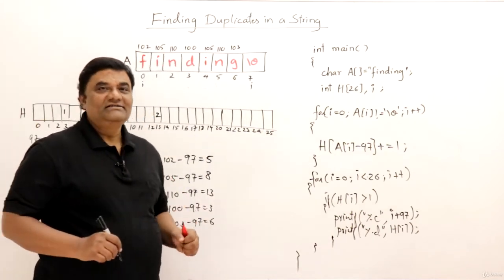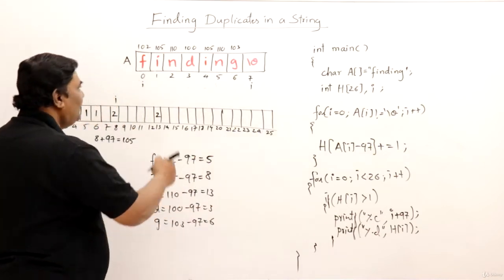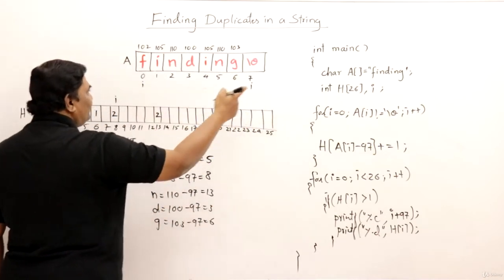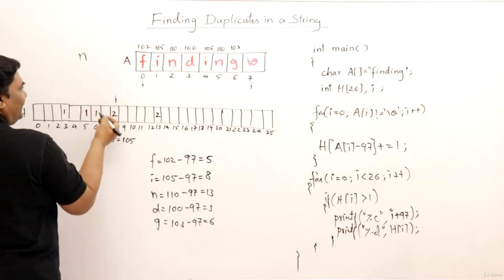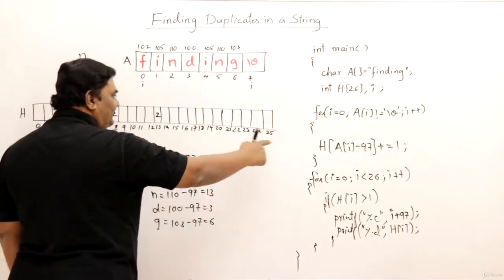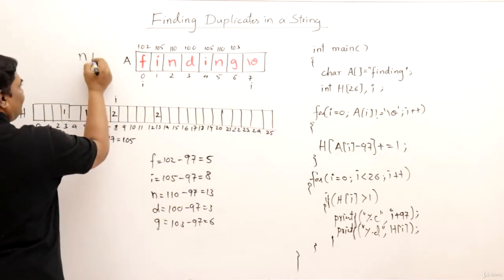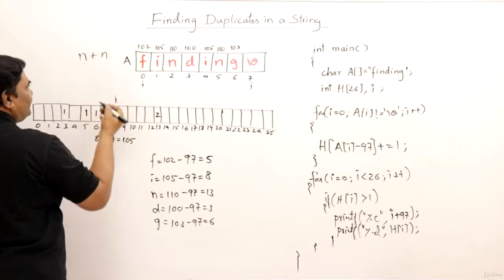Now if we do the analysis, how much time it is taking? We are scanning through this string. So string is linear always. So let us say n. And again we are scanning through this hash table. So this is also linear. So this is also n.